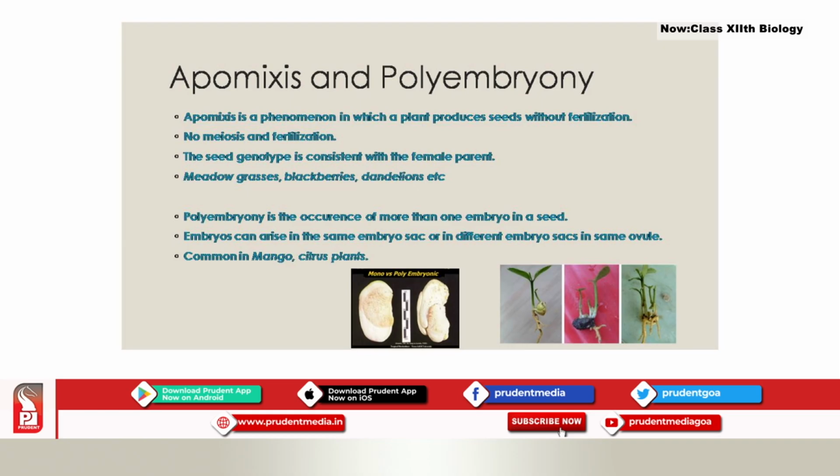Coming to the last part in this chapter, apomixis and polyembryony. These are special types of reproduction that you have in plants. Apomixis is a special type of asexual reproduction, and the other one is polyembryony. So let us try to see what apomixis is here. Apomixis is a phenomenon in which a plant produces seeds without fertilization.